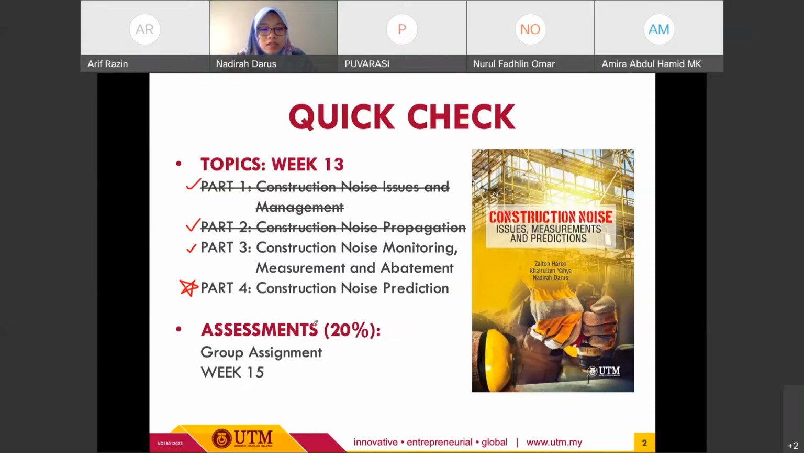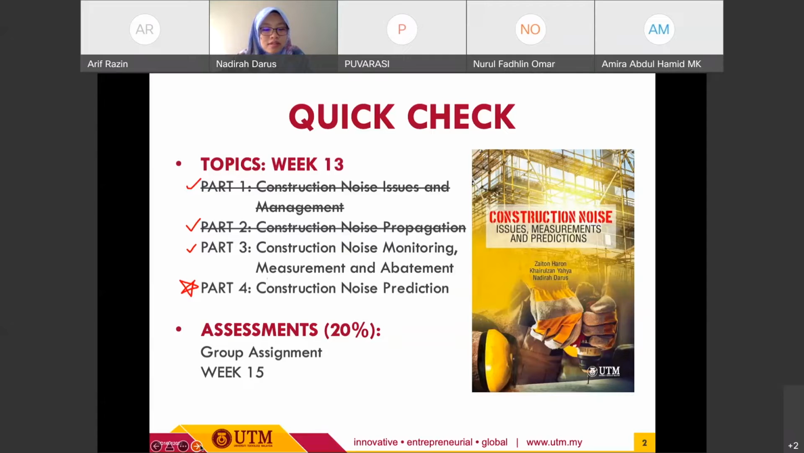Similarly for the assessment, I will upload it later on. I will inform the details regarding the question and the grouping through WhatsApp group and also e-learning, okay, as the platform. Alright. So for the first two parts, okay, everyone? So if there is anything not clear, anything to verify, we can discuss. So if later on you want to ask anything, you can.